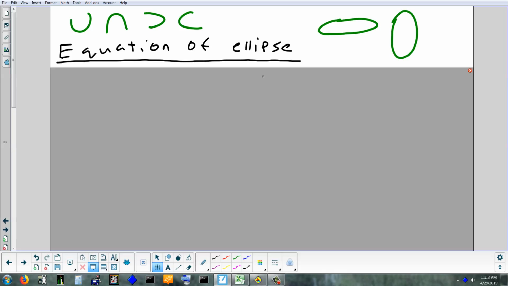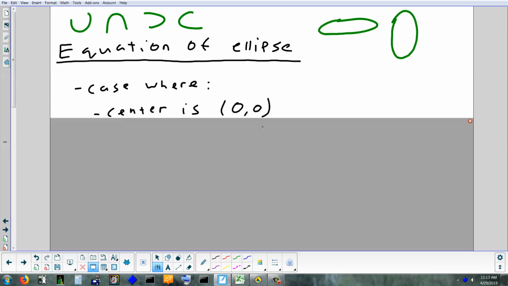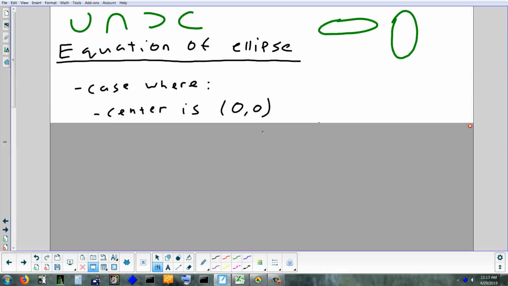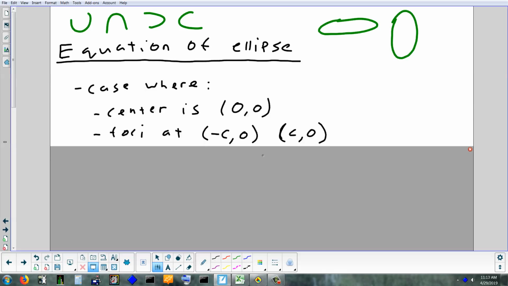We're going to start out by looking at the formula when the ellipse has its center at the origin. Okay, that's the easiest one to start with. So the center's at the origin. And the foci are at negative c comma 0 and positive c comma 0.